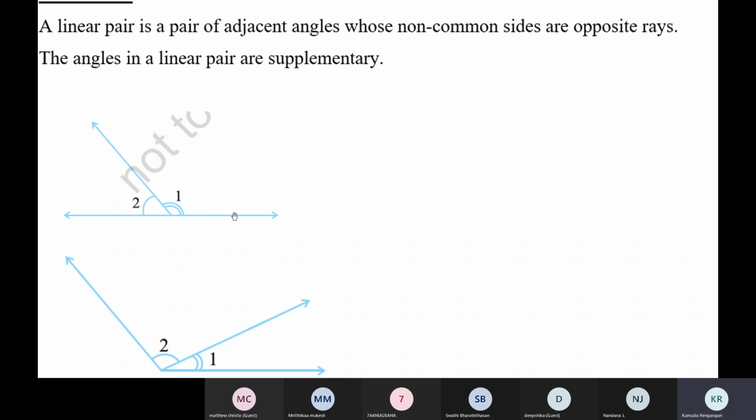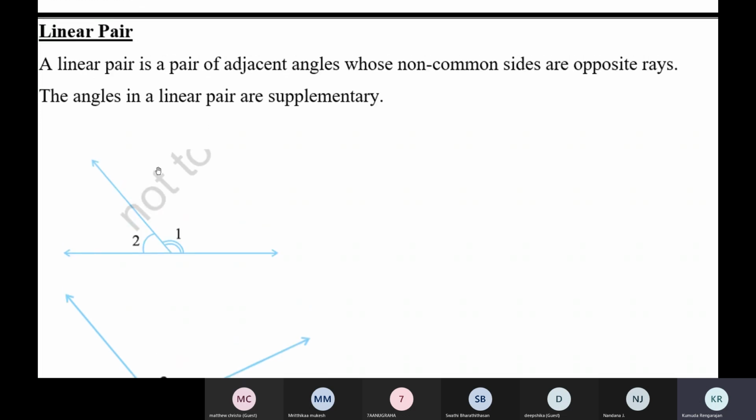And one more thing which they satisfy is that they are opposite rays. They lie on either side of the common arm and they are opposite rays. So see here, one arm goes like this, the other one goes exactly in the opposite direction, forming a straight line. The two non-common arms form a straight line, which is why angle 1 and angle 2 are adjacent angles. And more specifically, they form a linear pair.